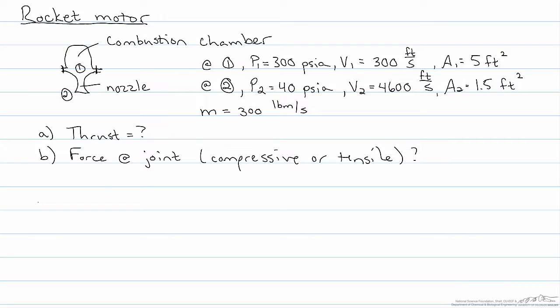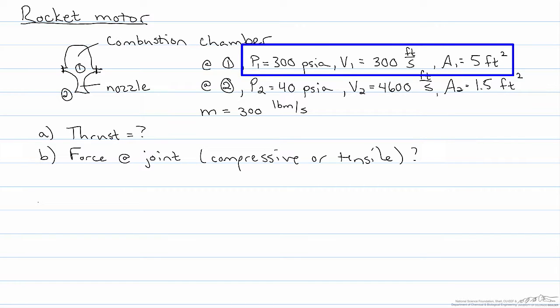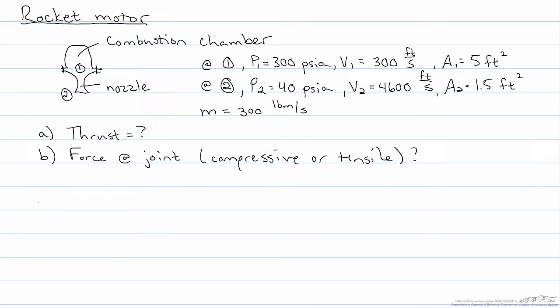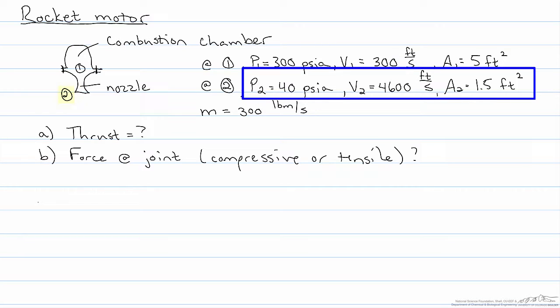This problem is a momentum balance problem. There's a rocket motor with a combustion chamber and a nozzle. At point 1, the area, velocity, and pressure are given. That is at the joint between the combustion chamber and the nozzle. At point 2, the pressure is lower, but the velocity is higher and the area is lower.